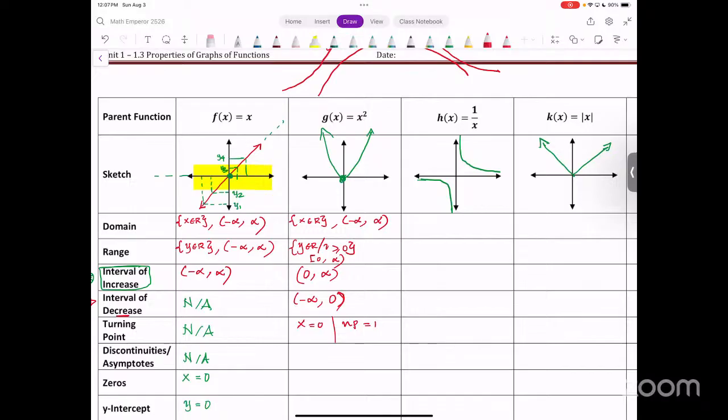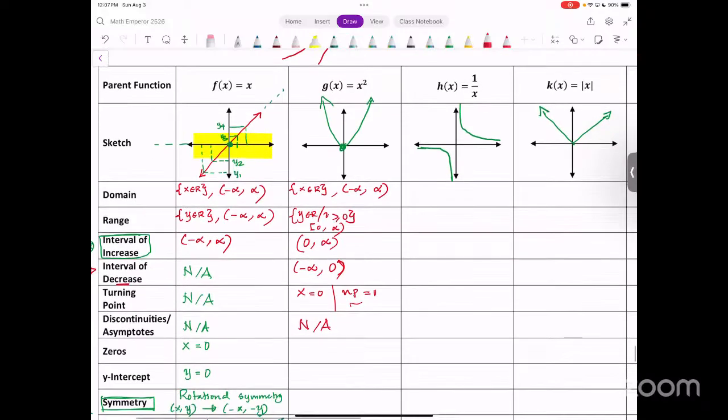Discontinuities or asymptote. Do we have any discontinuities or asymptote? Does the graph break anywhere? Oh, no. So that's not available. Zeros. Where do you see the zeros are? Like at x is equal to 0. The y-intercept, you can clearly see y is equal to 0.